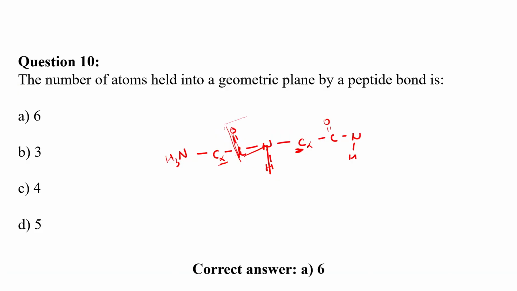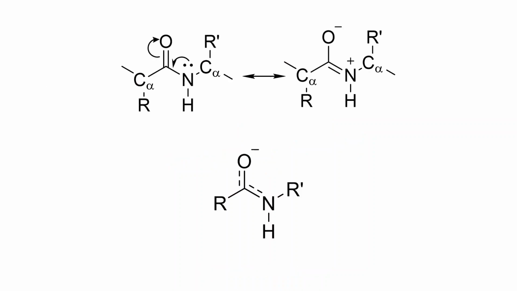Can anyone tell me why the peptide bond has this planar structure? I have told you the answer in the previous slides also. Peptide bond has a special characteristic. Conjugation. Yes, lone pair. Yes, conjugation. So basically a peptide bond can have a partial double bond character due to the lone pair present on the nitrogen. And this partial double bond character is basically a conjugated system.